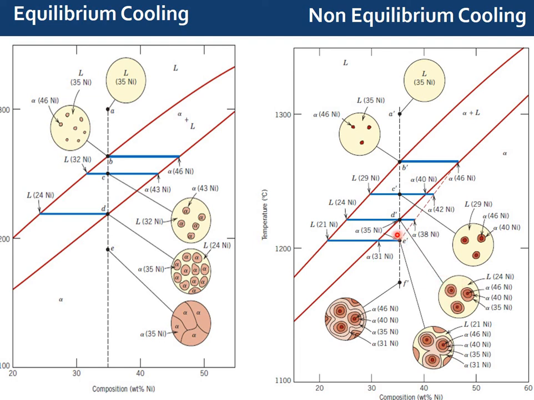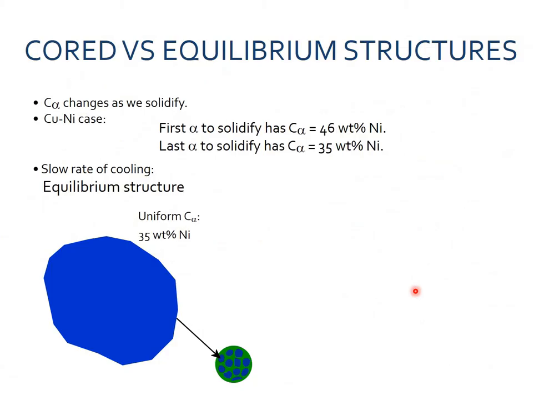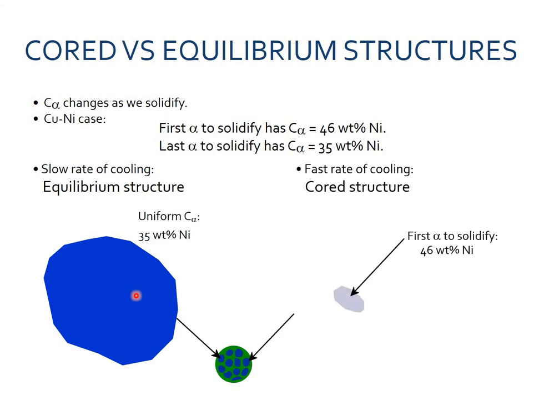Just visualize the part E and part F. You will be seeing different structures in the final solid solution. Okay. Cored versus equilibrium structure. So this is the equilibrium structure. You can see from liquid and solid to liquid again, and as a result of a fast cooling rate, you observe a cored structure.